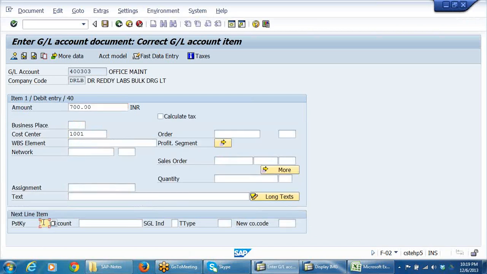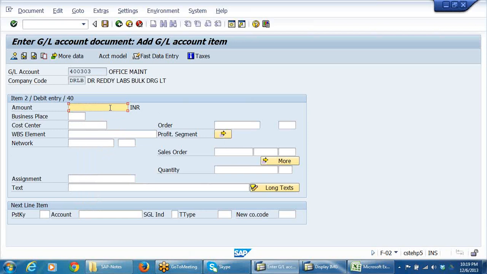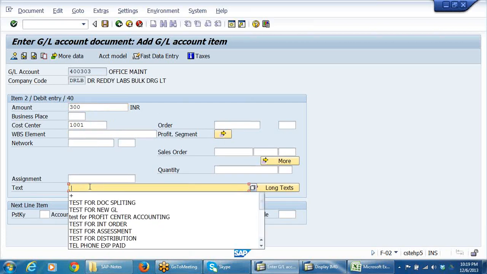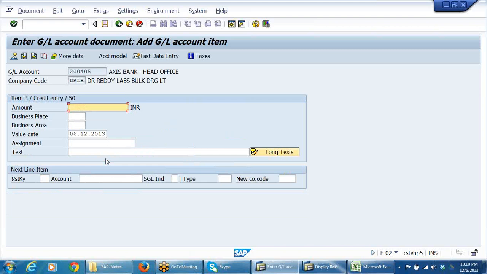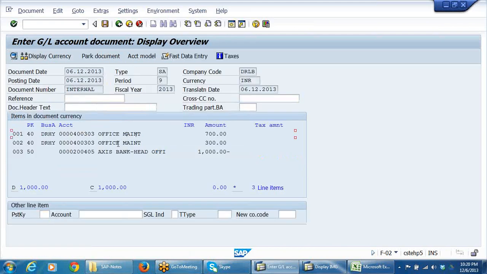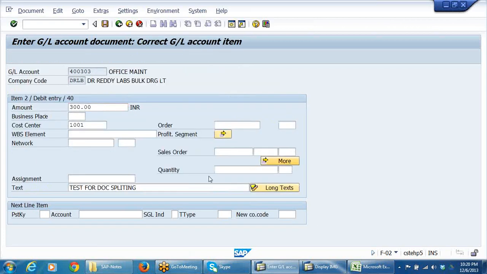And second line item also, again I'm taking 400303. Here I'll take 300. Cost center 101. Test for document splitting. 50, my bank account. Plus, right, 1000. Acha, second line business area I have not given. I want to change the business area.